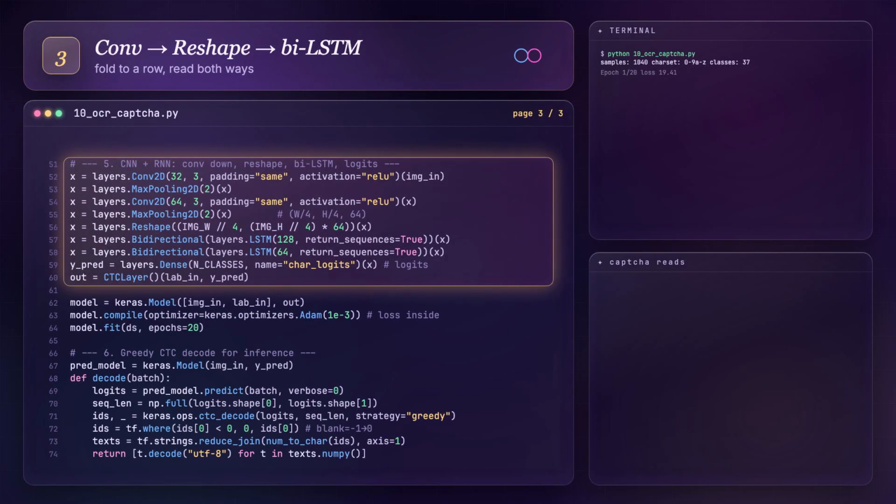We compile with Adam, no loss argument, because the CTC loss was already added inside the model with add_loss. Then model.fit for a handful of epochs. Watch the loss fall, it starts around 19, and by the last epoch it's down near 3. That fall is the model learning simultaneously what each character looks like and how to align its column guesses to the answer, without us ever telling it where a letter sits.